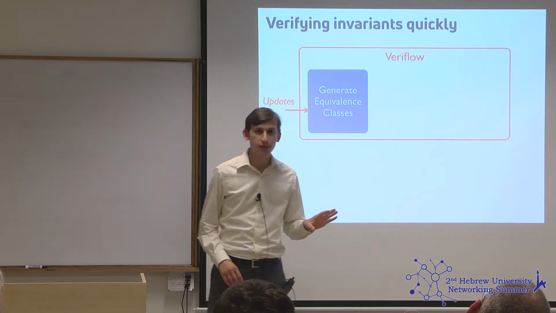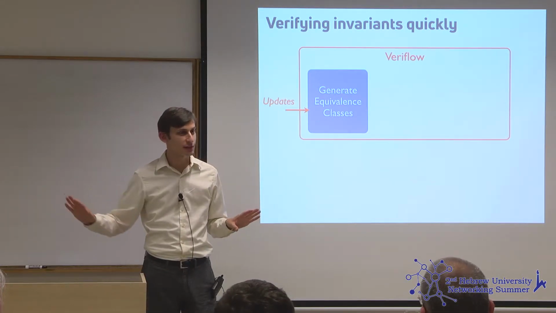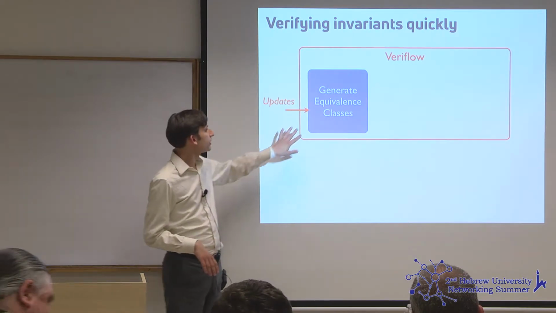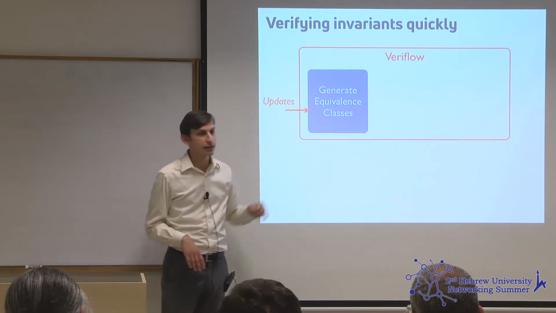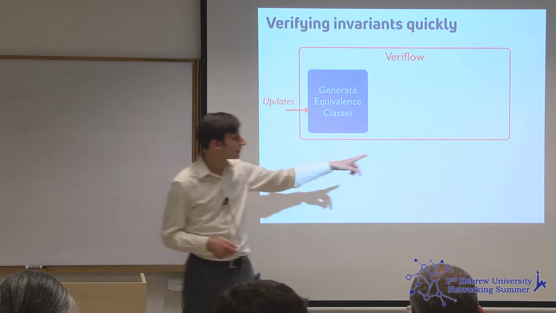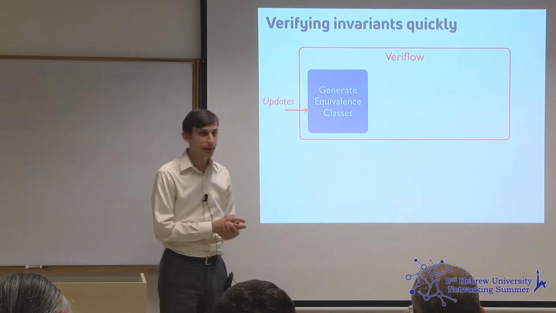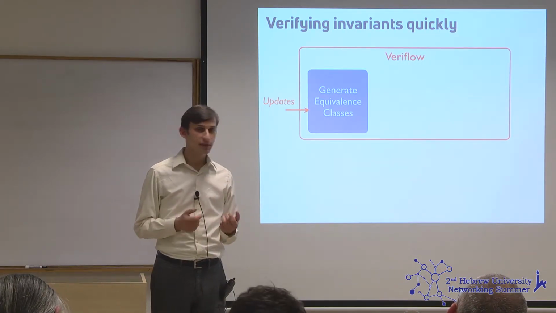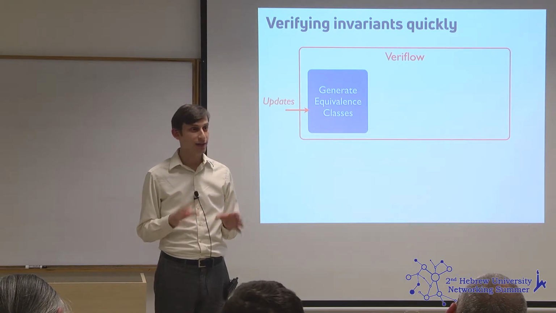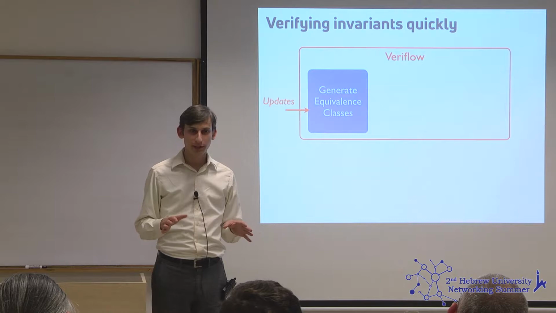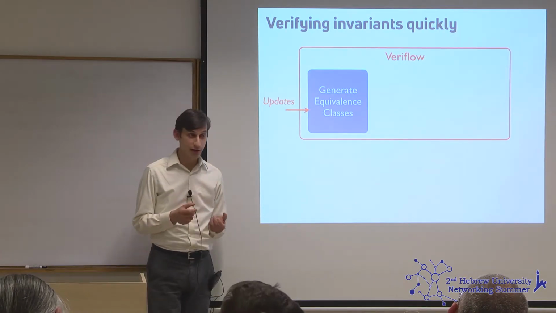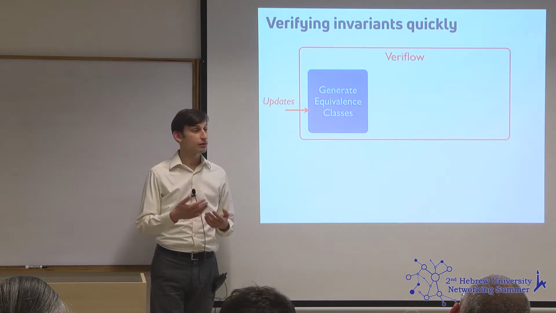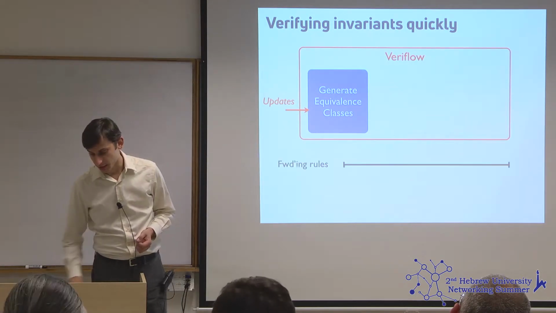So VeriFlow, forget everything you learned about the SAT solver, okay? We're going to just start from scratch. Custom algorithms. The first thing we do when we get these updates is we generate equivalence classes. So think about the little diagram of taking a field and splitting it. That's what we're going to do here. We're going to get the rule updates, and we're going to figure out, okay, these rules can affect packets. How can they affect it? They can't affect them arbitrarily. They're going to split the packets into groups. And we want to figure out sets of packets that will have the same behavior throughout the network because they'll hit the same rules. So that's what we mean by an equivalence class.